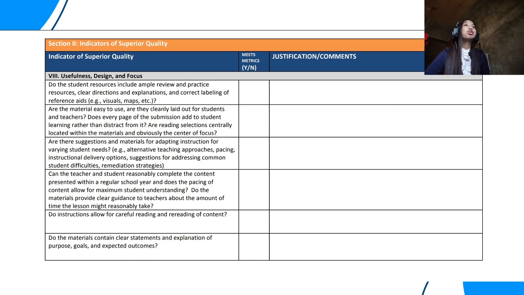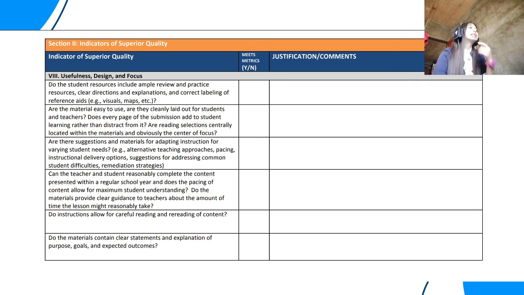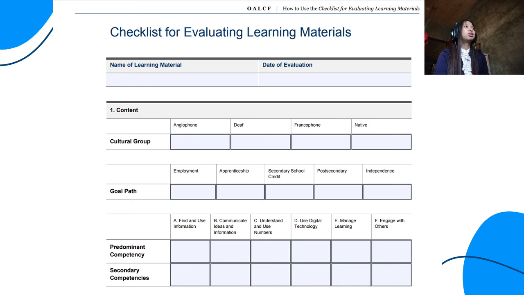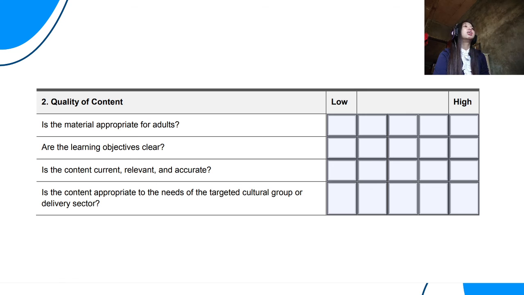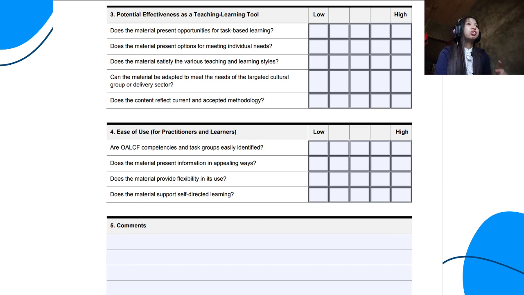Okay, this is from the Ontario. This is from other types of evaluating instructional material. So this is how they do it. They have justification or comments. Okay, this is for others as well. You have cultural group, so targeting and identifying the learners. Okay, so they have it like that.